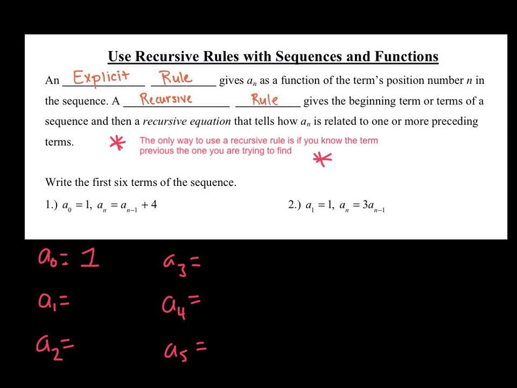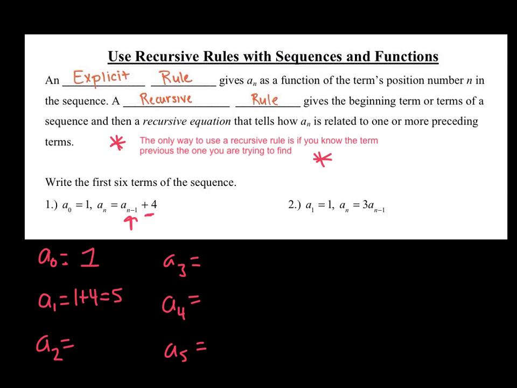So all you guys are doing is saying, okay, a sub 0 is 1. It tells us that much. Great, fantastic. So what would a sub 1 be? Well, a sub 1 is going to be 4 plus the term before it. That's what n minus 1 stands for: the term number of the term you're finding minus 1. So a sub 1 would be 1 plus 4, which equals 5.